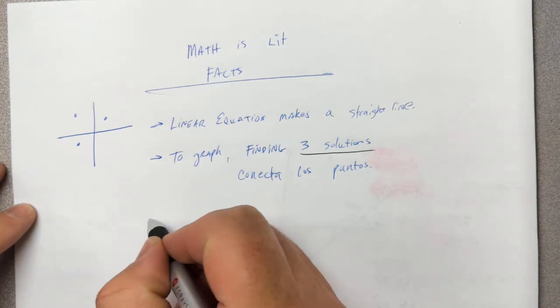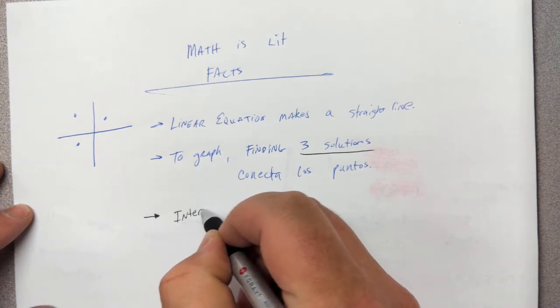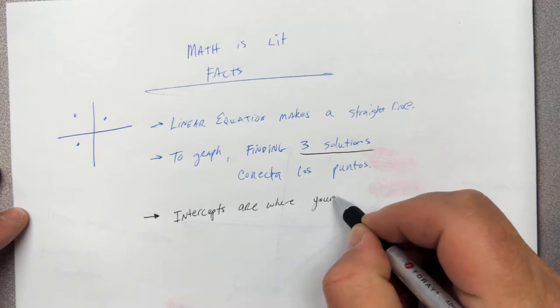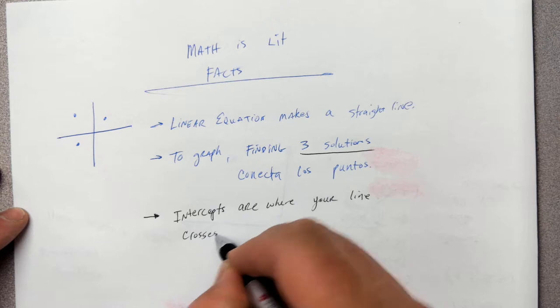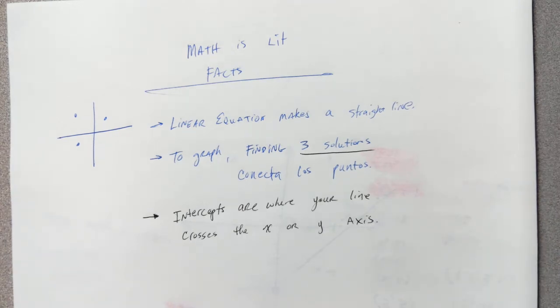Now, there are two things I want you to know for sure. The first one is about something called intercepts. Intercepts are where your line crosses the x or the y axis. Your intercepts are where your line crosses the x or the y axis. And here's what you have to know about that. Check this out.